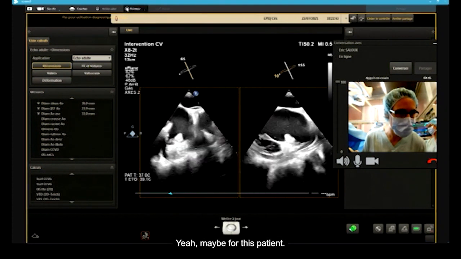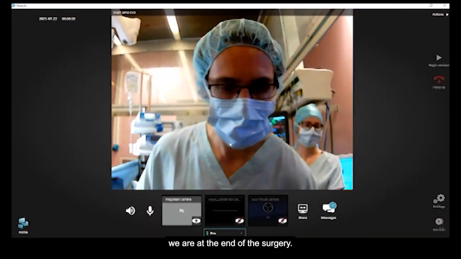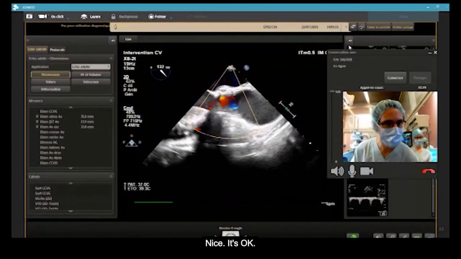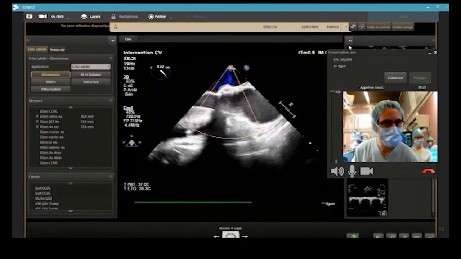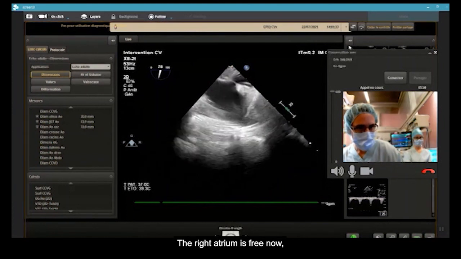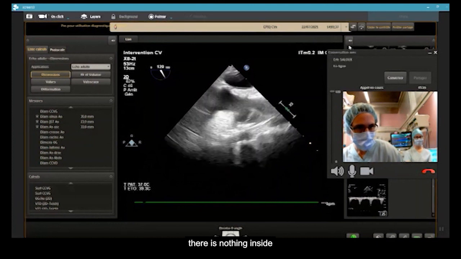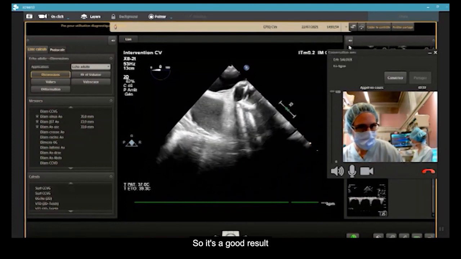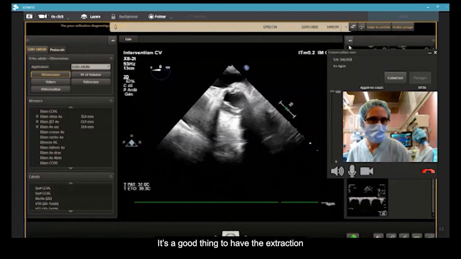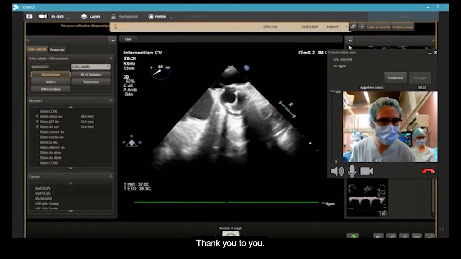Yeah, maybe for this patient. So now we are at the end of the surgery. Nice. So is it okay? It seems okay. Yes. The right atrium is free now. There is nothing inside. So it's a good result for the patient. It's a good thing to have the extraction of the small tumor. Thank you very much. Thank you to you.